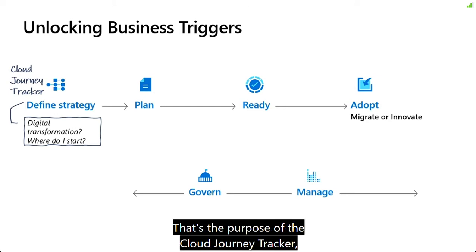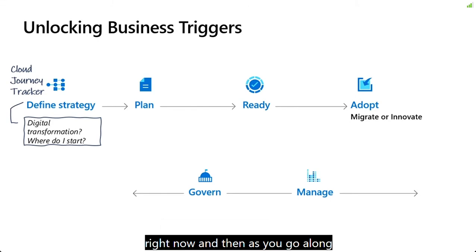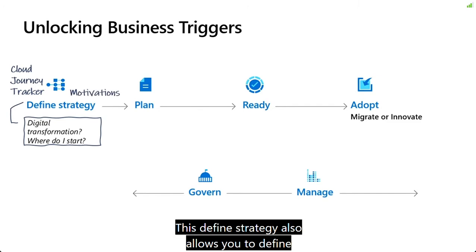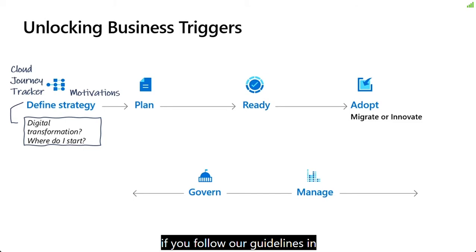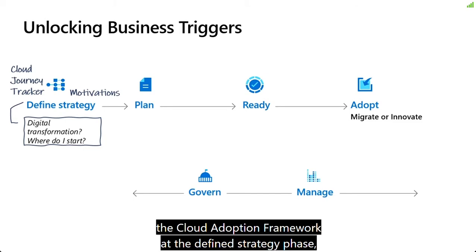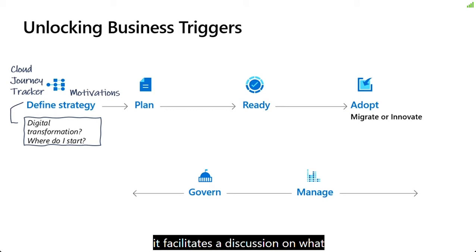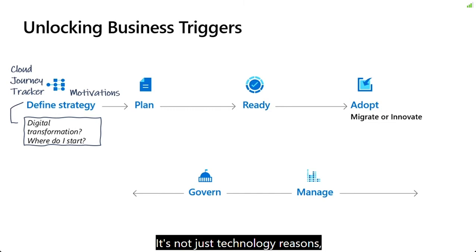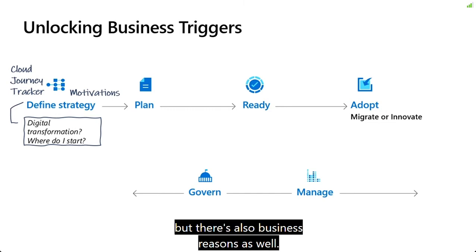That's the purpose of the Cloud Journey Tracker, to first create a benchmark of your capabilities right now, and then as you go along your cloud journey and your cloud transformation, you can measure yourself against the first time you ran the Cloud Journey Tracker and see how you are improving. The define strategy phase also allows you to define your motivations of going to the cloud. It's an exercise. If you follow our guidelines in the cloud adoption framework at the define strategy phase, it facilitates a discussion on what really will motivate you to move to the cloud. It's not just technology reasons, but there are also business reasons as well.